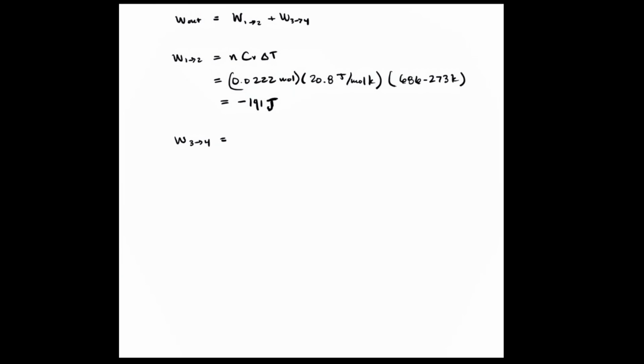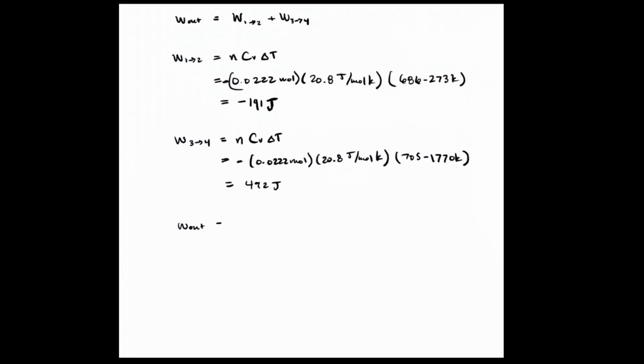This other one, the process from 3 to 4, should be an expansion. It's still nCV delta T, but remember, the T's are 4 and 3, not 1 and 2 in this case. So we have the same thing, 0.0222 moles. And then we have CV, which is still 20.8 joules per mole Kelvin. We just use our temperatures that we calculated for 3 and 4. So that's going to be 705 minus 1770, and that's going to give us 492 joules.